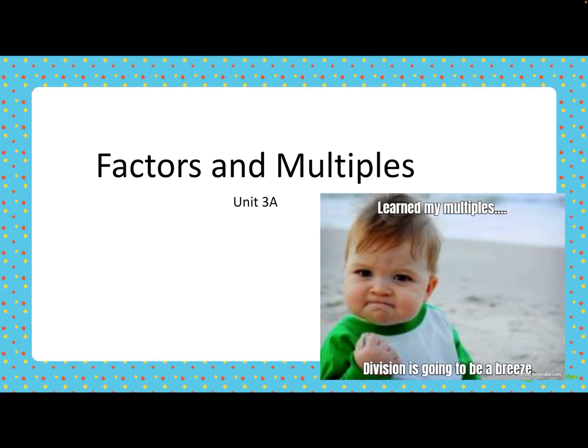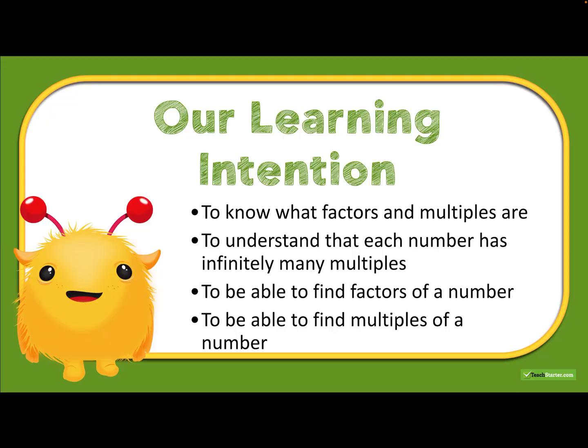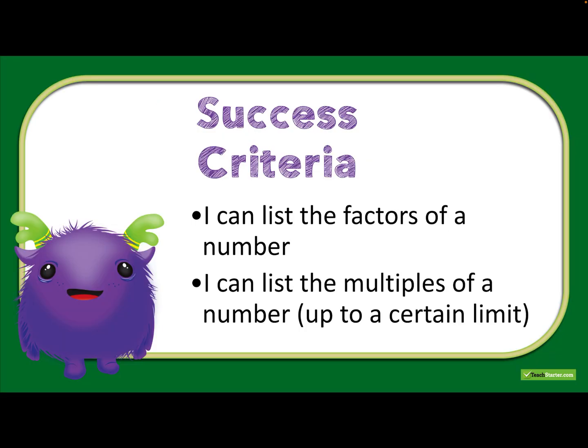Our learning intentions are to know what factors and multiples are, to understand that each number has infinitely many multiples, and to be able to find factors of a number. We also want to be able to find multiples of a number. We will know we are successful when we can list the factors of a number, and you can list the multiples of a number up to a certain limit.